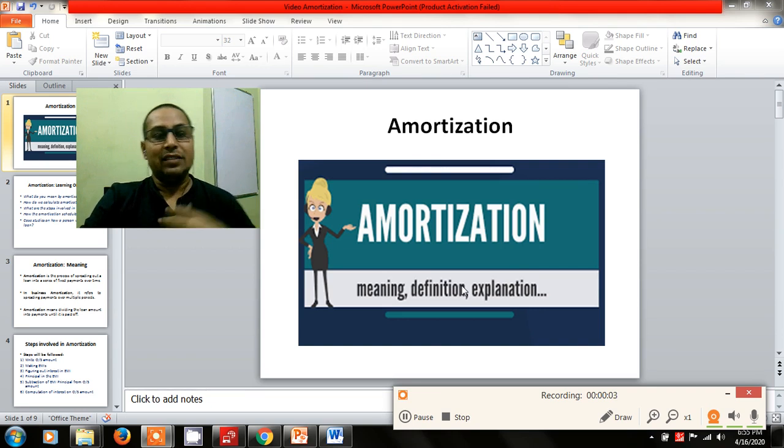Good morning, friends. Today we'll discuss amortization. This basically is a part of finance, and it is put in the first unit of Corporate Financial Management by AKTU, as per AKTU's syllabus for the MBA first year, second semester.